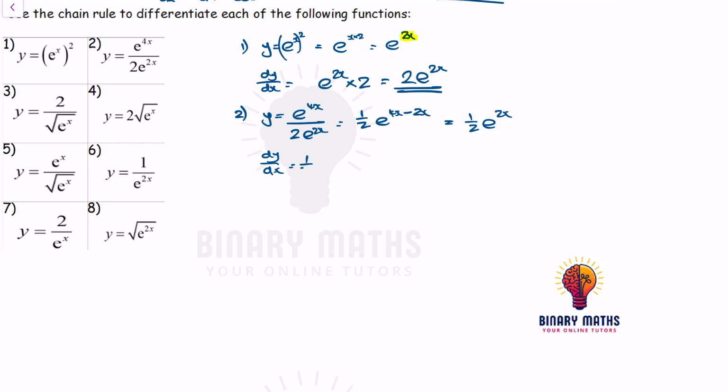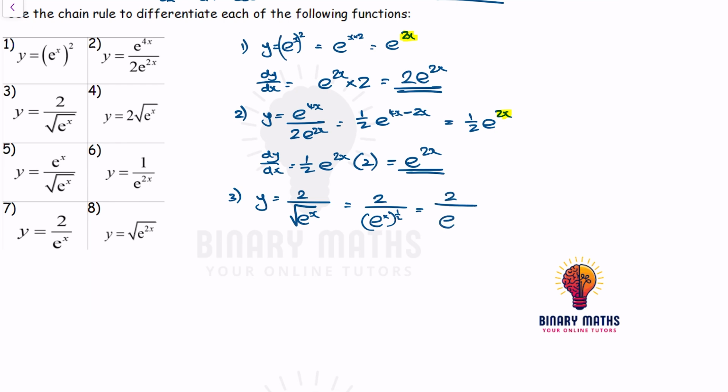So e to the half, we've got e^(2x), which differentiates to e^(2x). The inner function is 2x, so when we differentiate, we get 2. When we simplify this, we get e^(2x). Question 3. y is equal to 2 over root of e^x. This is the same thing as 2 over e^x to the power of a half, which is the same thing as 2 over e to the power of half x, which is the same thing as 2e to the power of minus half x.